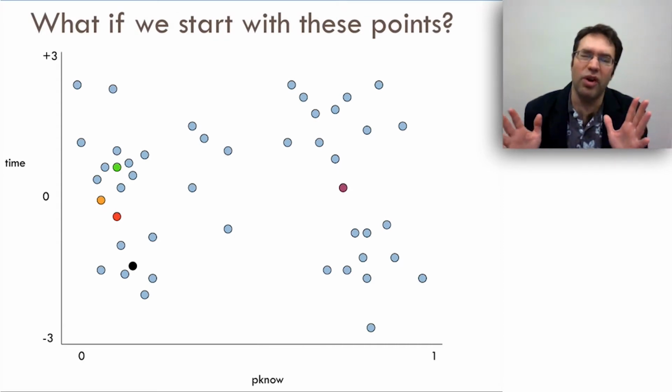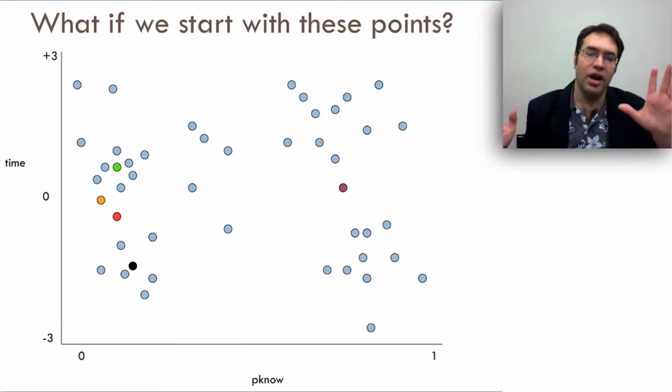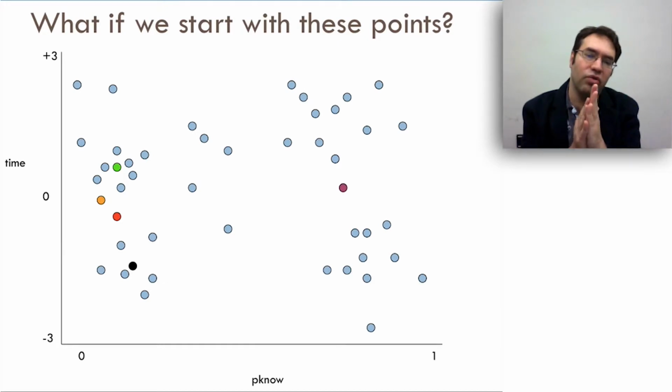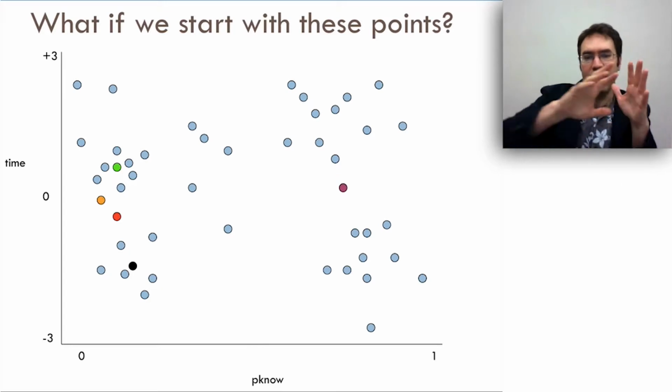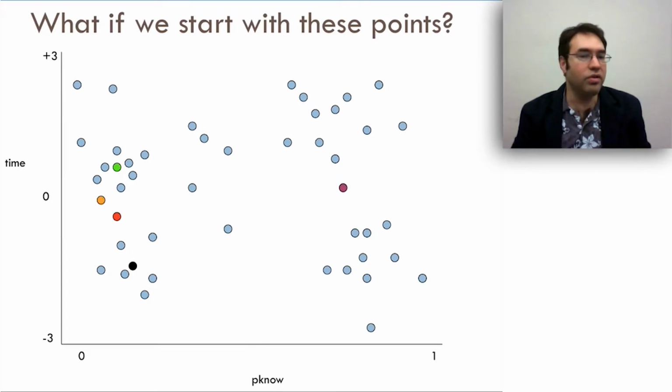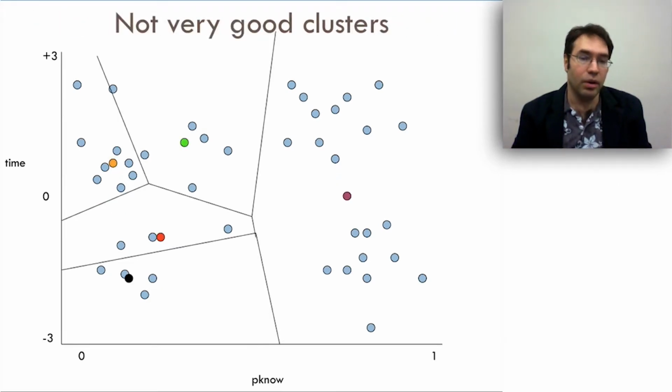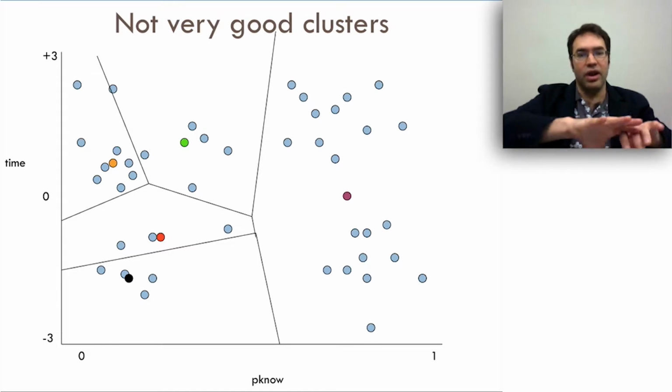Same distribution of points, it's the exact same data set, but now we start with a different configuration where orange, green, red, and black are all over to the left, and purple's over to the right. So what's the final outcome we're going to get? Well, we're not going to get very good clusters.